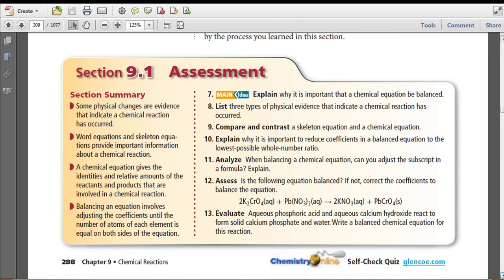Section summary of 9.1. Some physical changes are evidence that indicate a chemical reaction has occurred. Word equations and skeleton equations provide important information about a chemical reaction. A chemical equation gives the identities and relative amounts of the reactants and products that are involved in a chemical reaction. And balancing an equation involves adjusting the coefficients until the number of atoms of each element is equal on both sides of the equation.